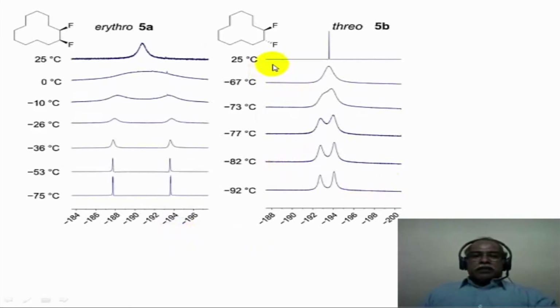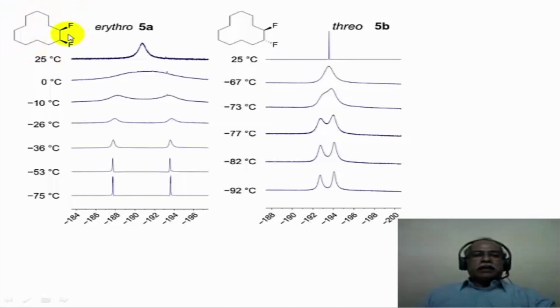These are some exotic examples of fluorine NMR being used. Fluorine has fluorine-19 as an isotope, which is a spin half isotope. So it is just like the proton spectroscopy that we are talking about. Spin half nucleus is what we are talking about. There are two isomers possible for this 1,2 disubstituted derivative of this kind.